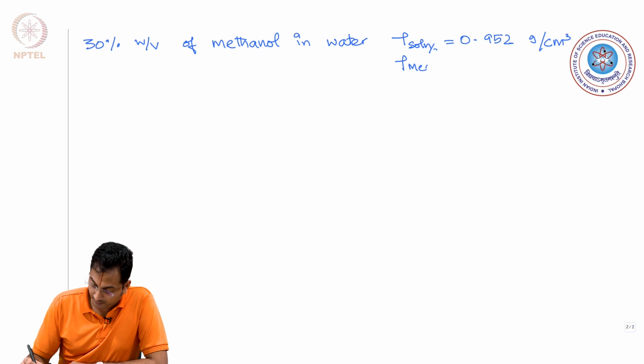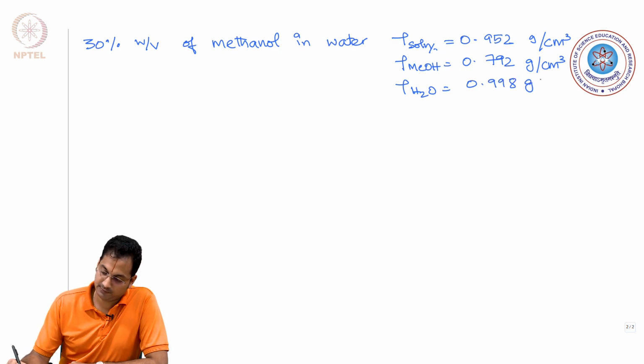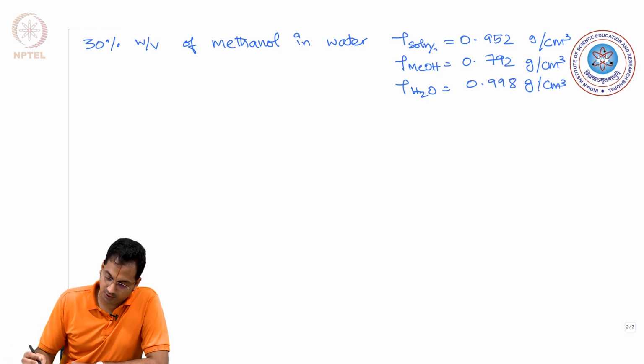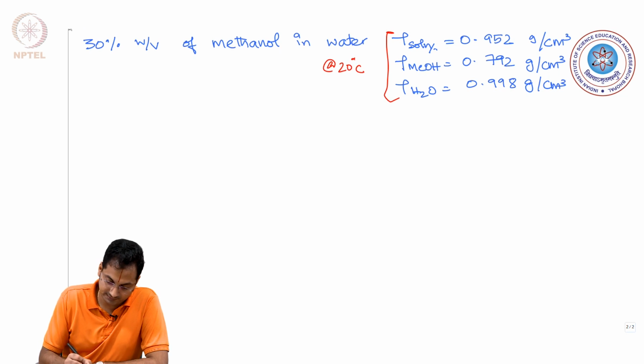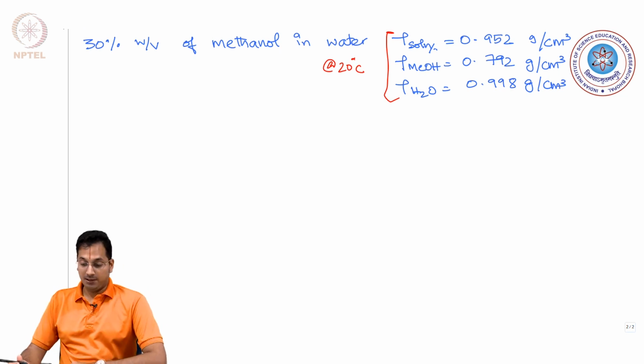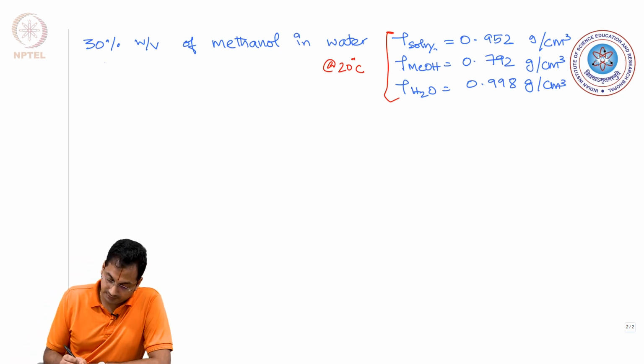Density of methanol is 0.792 grams per cc, and density of water is 0.998 grams per centimeter cube. All these values are at 20 degrees Celsius. So, now to start with, let us convert weight by volume to weight by weight.